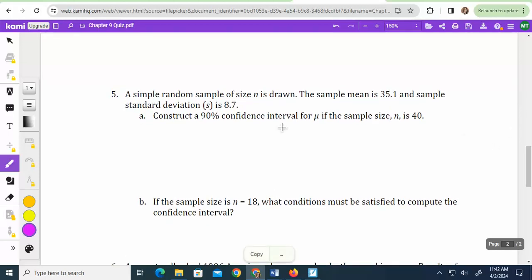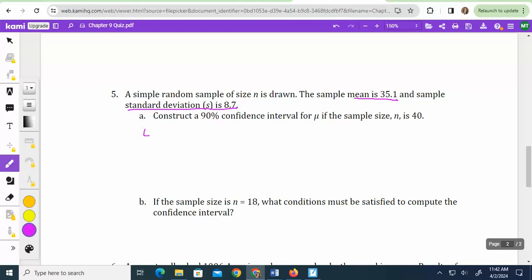A simple random sample of size n is drawn. The sample mean is 35.1. The standard deviation is 8.7. Construct a 90% confidence interval for the mean if the sample size is 40. All right, let's practice doing one by hand. If we have 90% confidence, that means 90% in the middle. So 10% left over, split over the two ends.